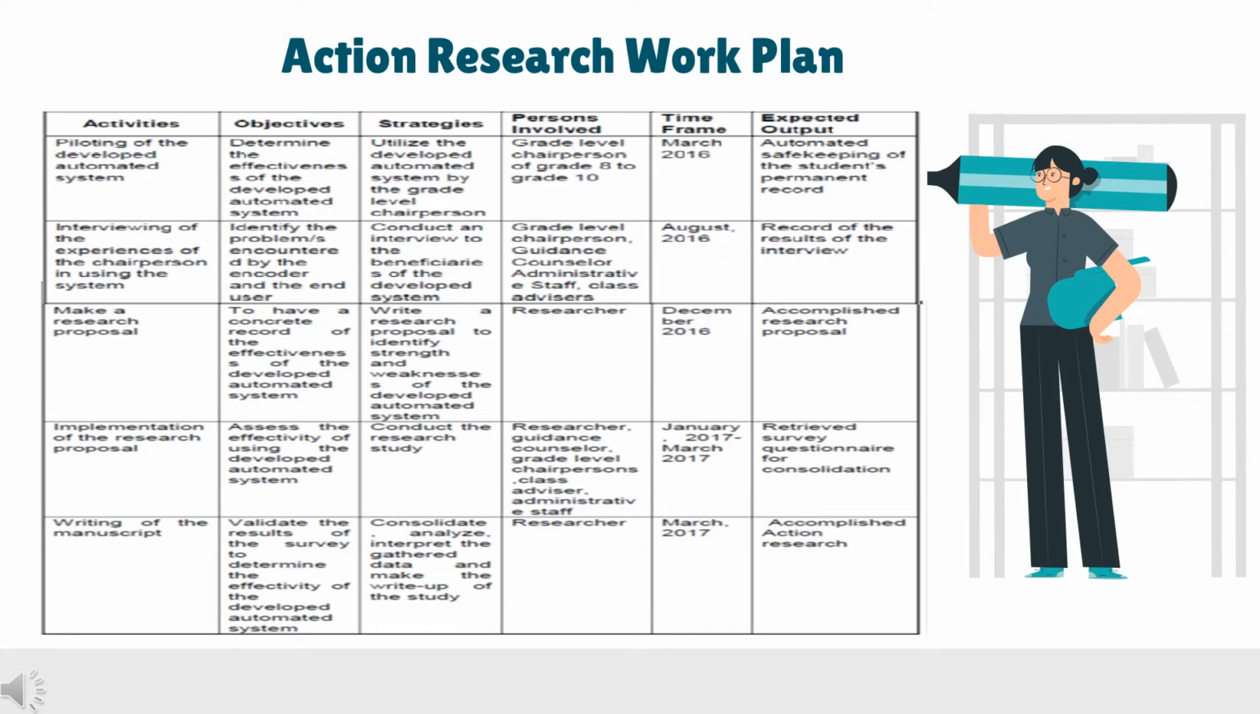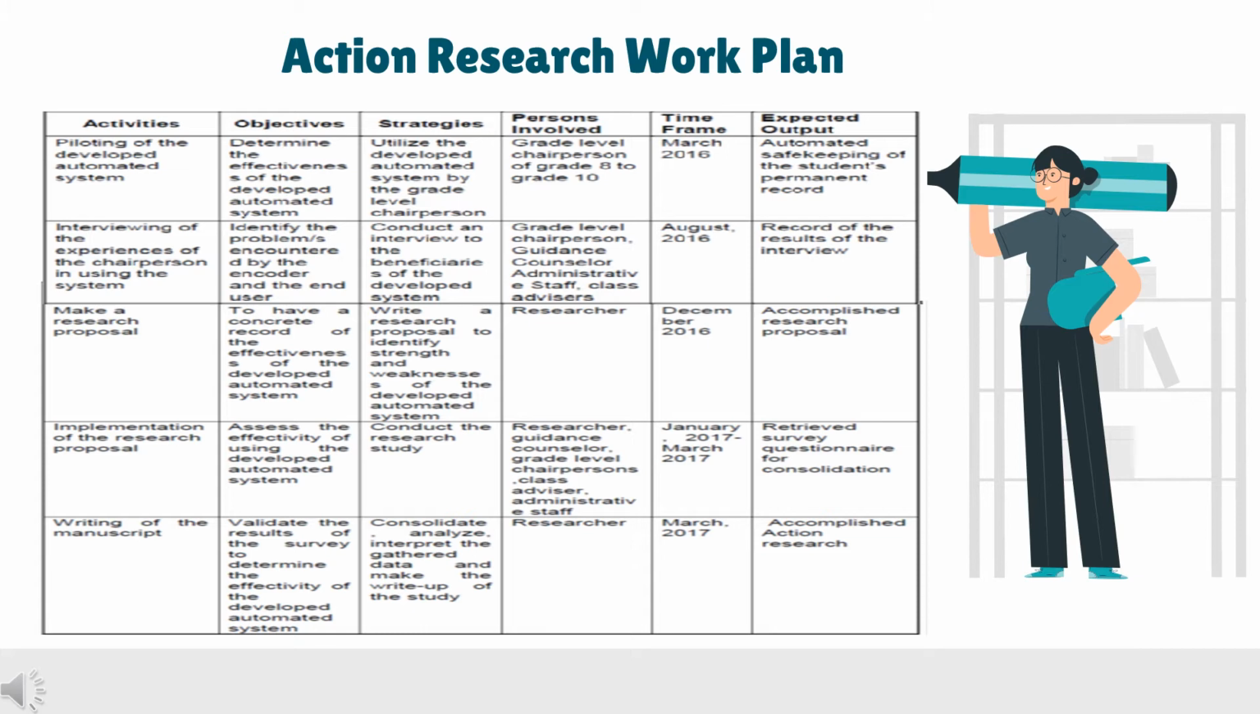Now I have here a sample action research work plan. Notice that it has 6 component parts. So we have the activities, objectives, strategies, persons involved, time frame, and the expected output. In the first column, that is activities, this answers the question, what will you do? So we will list down all the tasks and activities to be done during the conduct of research.